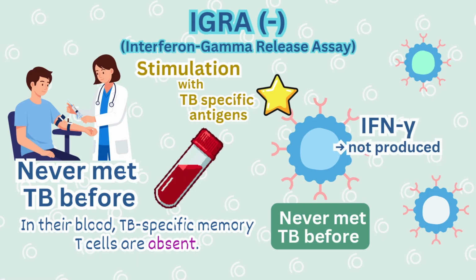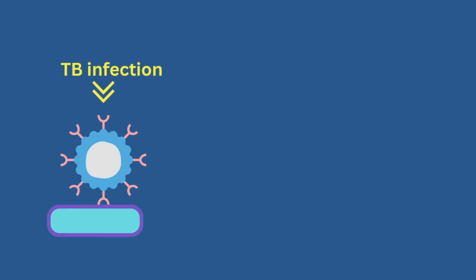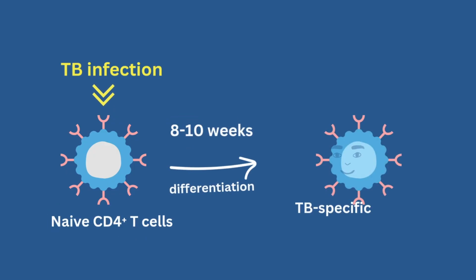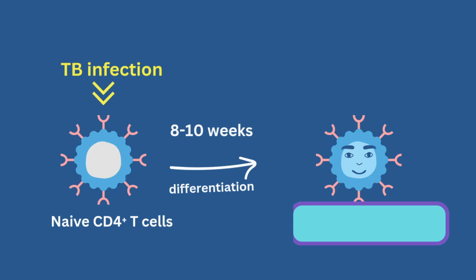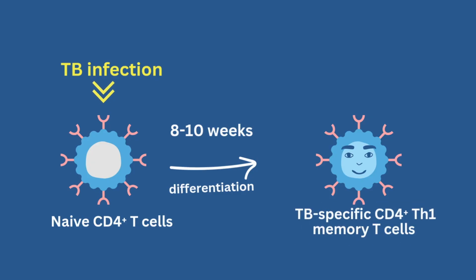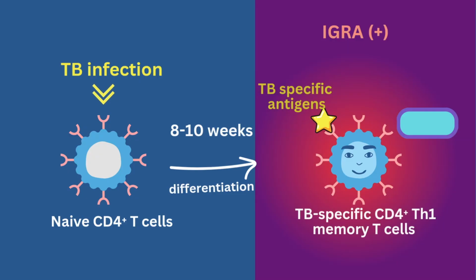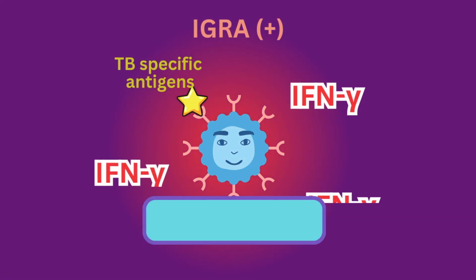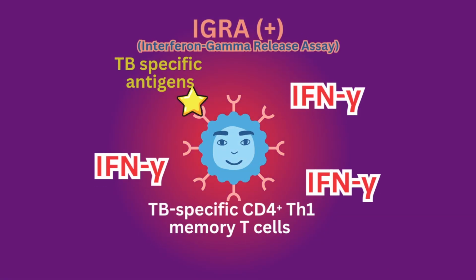is not released. However, it is important to note that after TB infection, it takes approximately 8 to 10 weeks for T cells to differentiate into TB-specific memory T cells. Therefore, to accurately determine whether TB infection has occurred, IGRA must be performed 8 to 10 weeks after exposure. IGRA does not detect TB itself, it detects whether the immune system remembers TB.